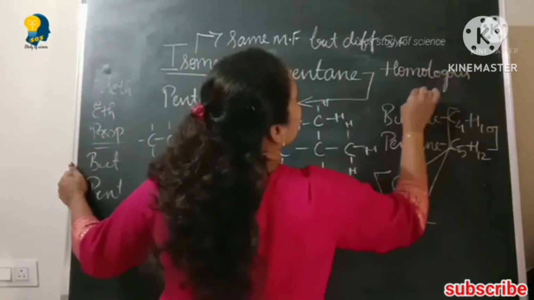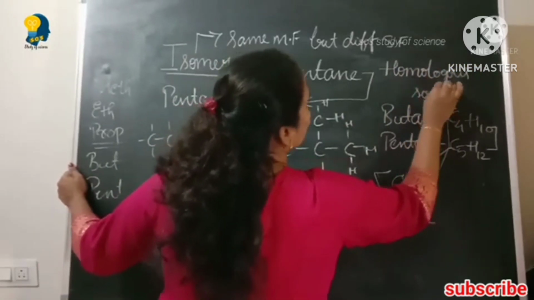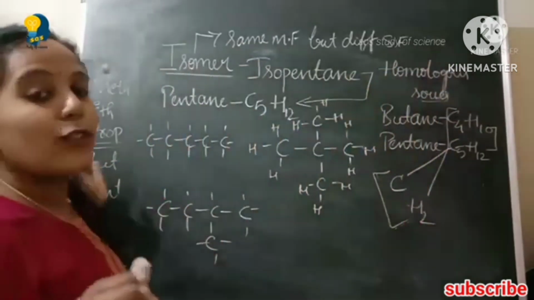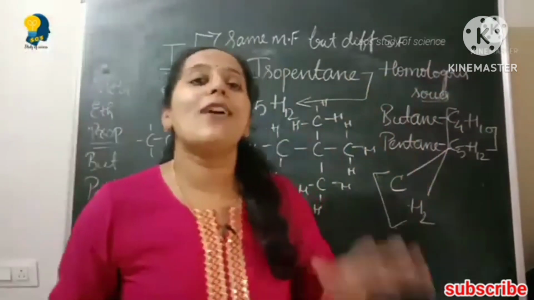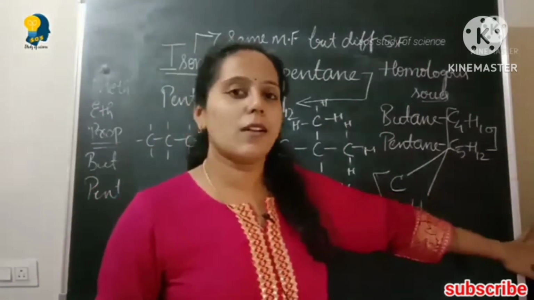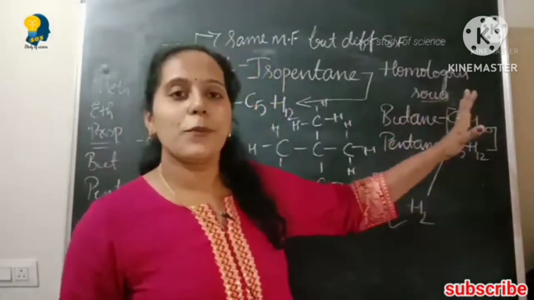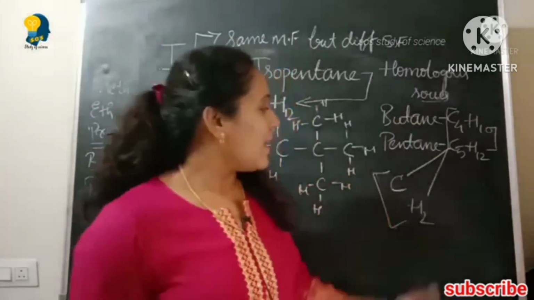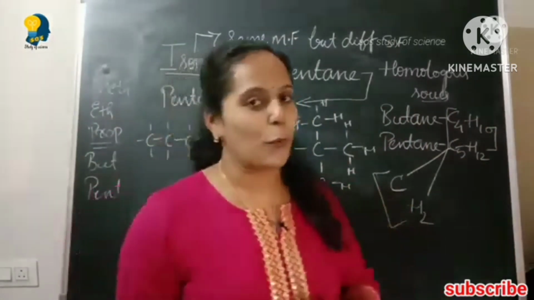The remaining content, such as how to sort out and identify homologous series, I will teach you in the exam-oriented class. For now, understand the concept of homologous series: it is a group of compounds with a similar molecular formula. They have similar chemical properties but differ by a CH2 group.